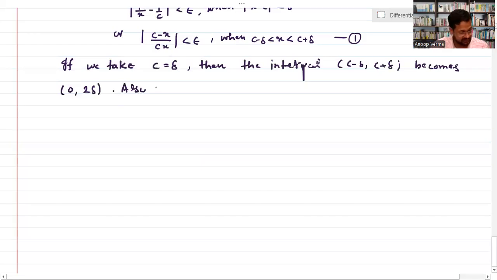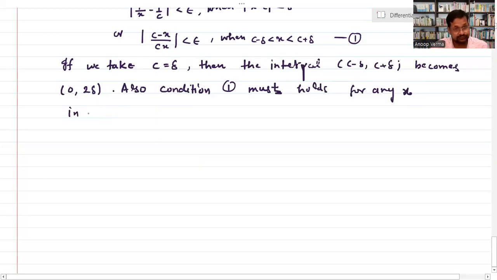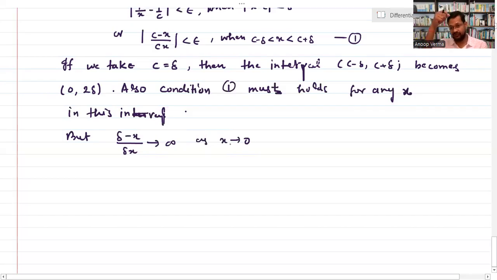And also you can just have the condition one must hold for any x in this interval, okay। But we can have, you can see this will be delta minus x upon delta x, हमने यहाँ पर c की जगह पर डेल्टा रखा है, तो it will be tending to infinity as you are tending x to 0 because we are taking values 0 to the interval 1, है ना। 0 to 1 हम ले रहे हैं तो x हम कुछ भी रख सकते हैं, x is an arbitrary point, so whenever this x will be tending to 0, this value will be tending to infinity.